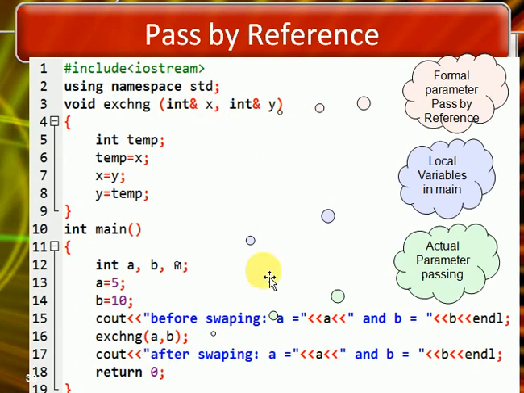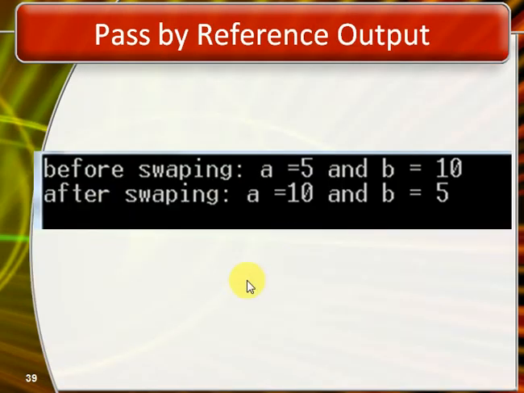So a and b and x, y are both actually referring to the same memory location. That means x is referring to the same location as a, and y is referring to the same location as b, and it's code to swap the values of these two parameters. After compiling and execution of this program, this is the output of the program, that is, values of a and b before swapping and values of a and b after swapping.